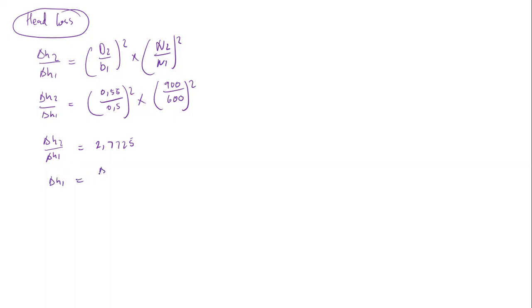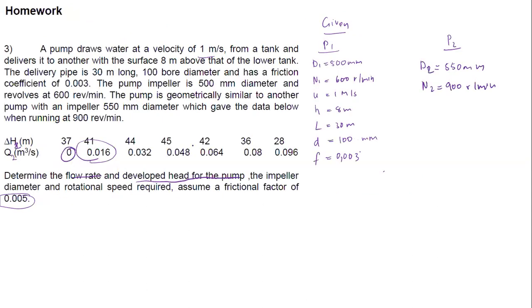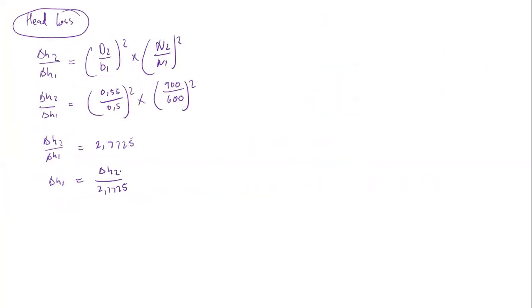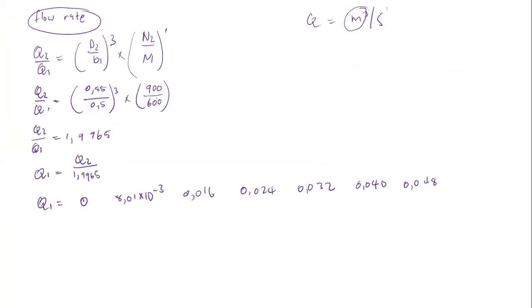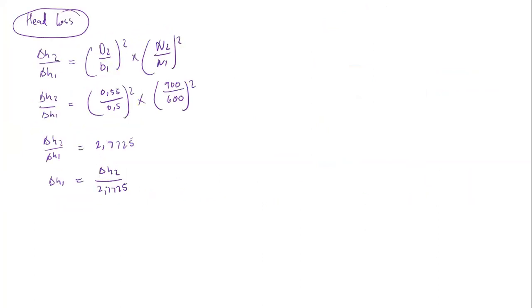Therefore, after calculating this, we're going to make H1 the subject of the formula by saying delta H1 is equal to delta H2 divided by 2.7725. Again, remember for H2, I am given these numerical values over here for pump number 2. The pump is geometrically similar to another pump with an impeller of this size, which gave the data below. So that means this is for pump 2. So H for pump 2, the first value is 37. So I'm going to substitute 37 over here. Oh, by the way, let's not forget that our units over here are going to be cubic meters per second. Okay, just wanted to fix that.